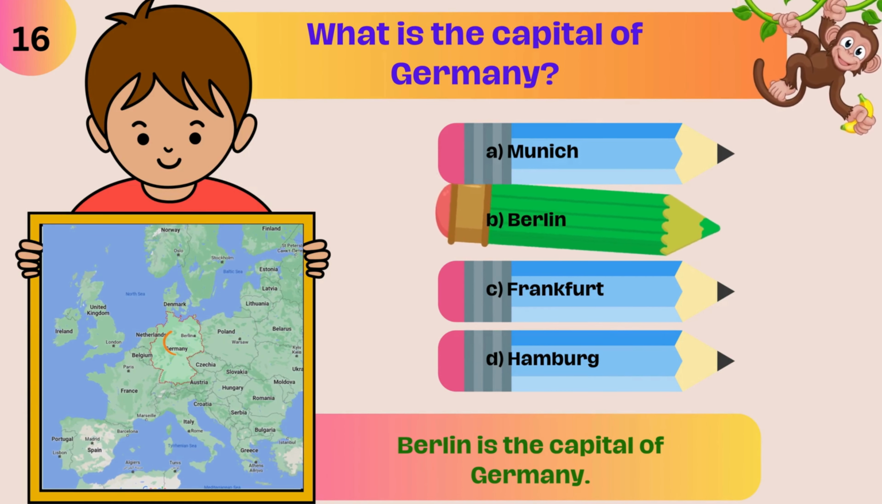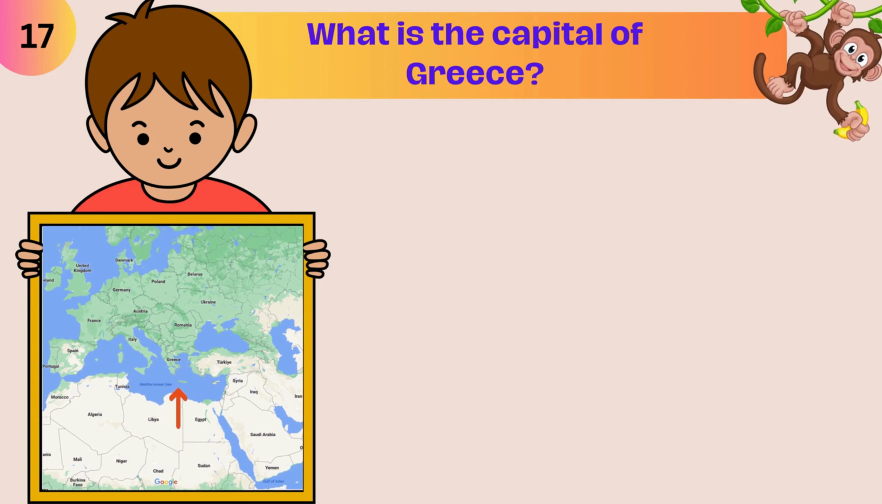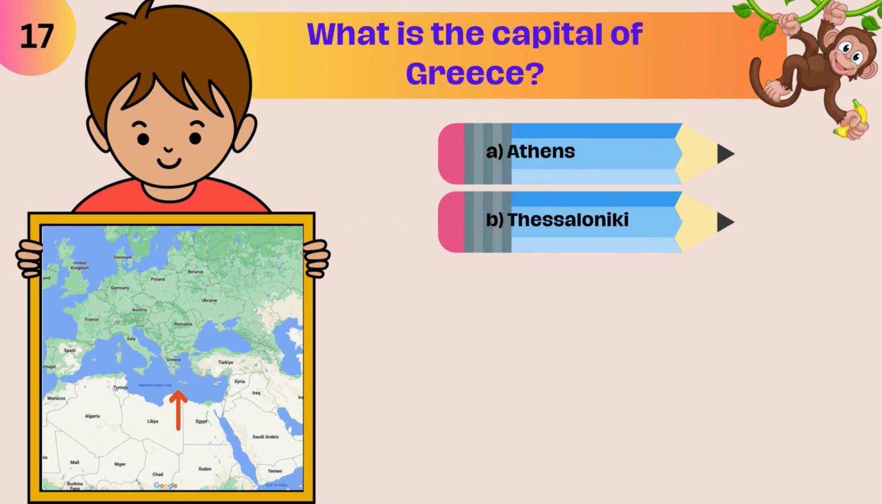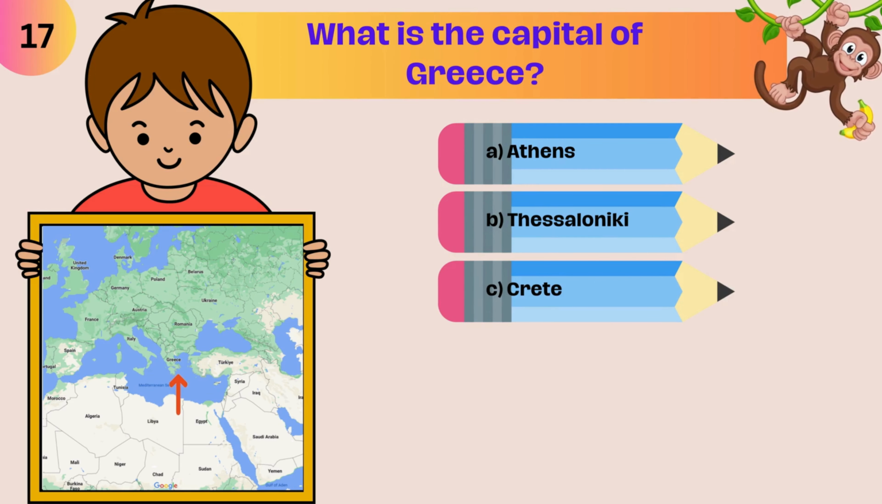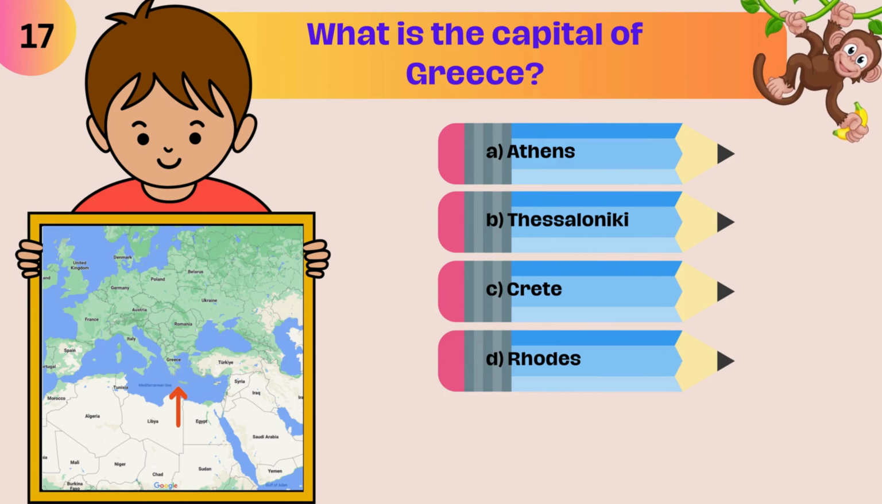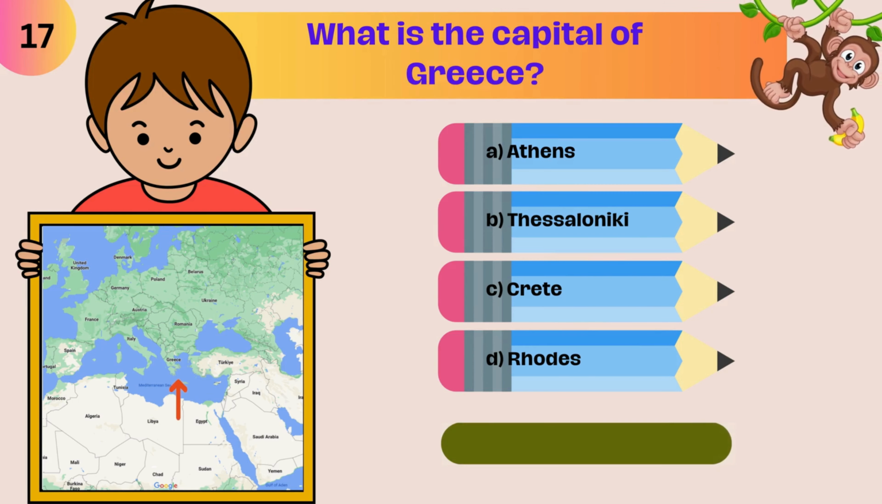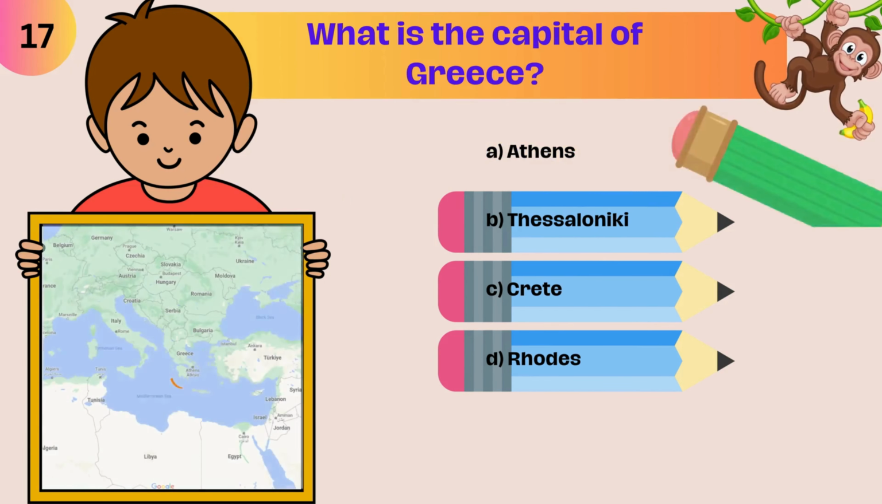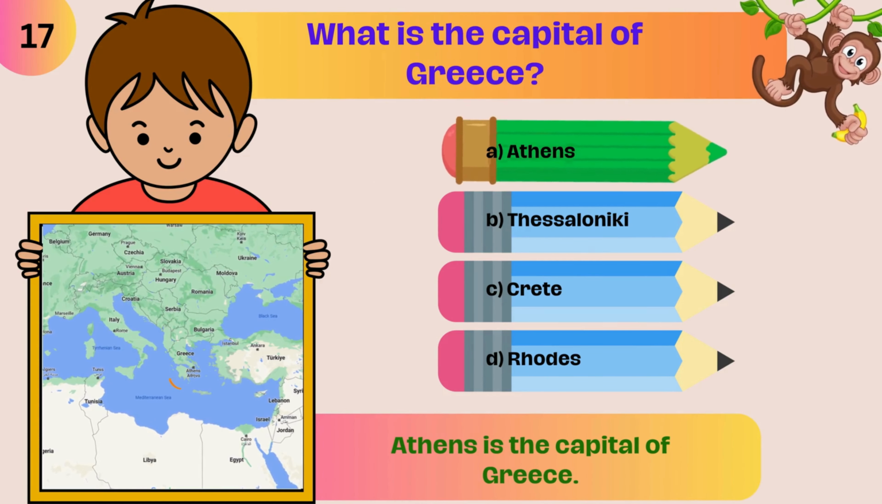Berlin. What is the capital of Greece? A. Athens. B. Thessaloniki. C. Crete. D. Rhodes. The right answer is A. Athens.